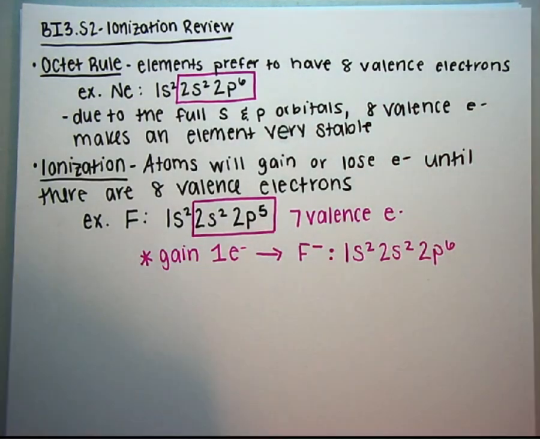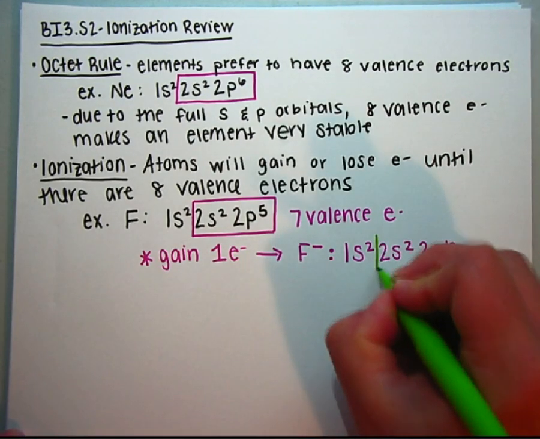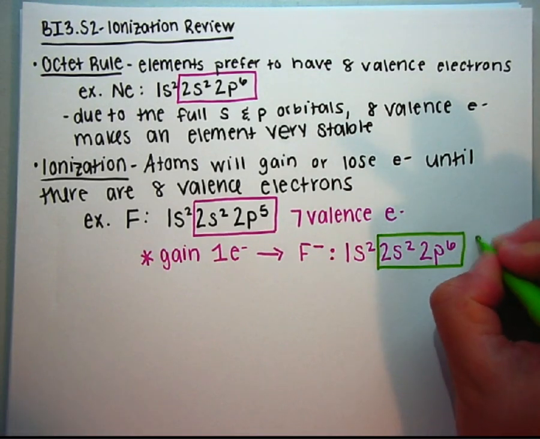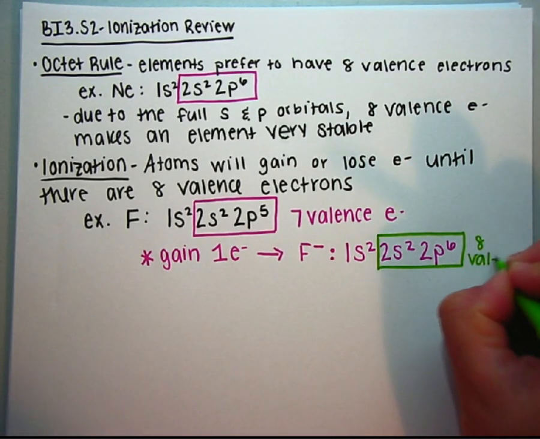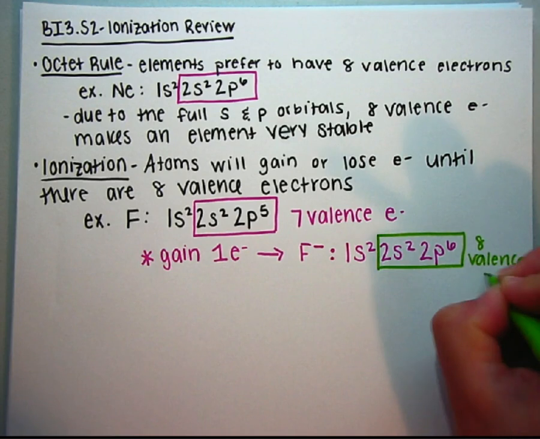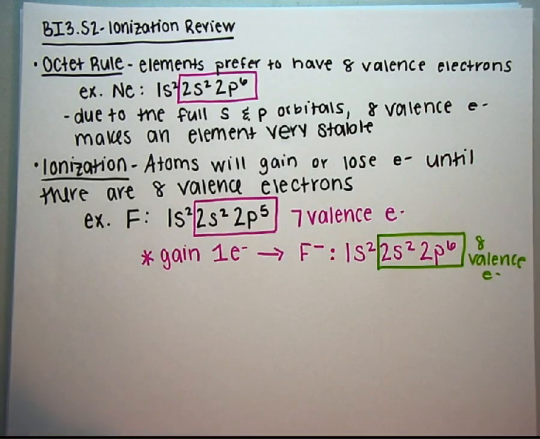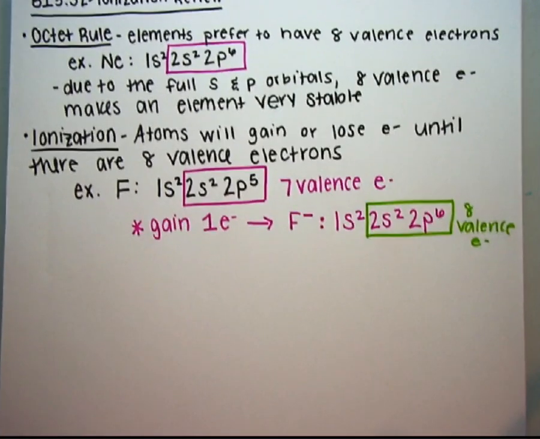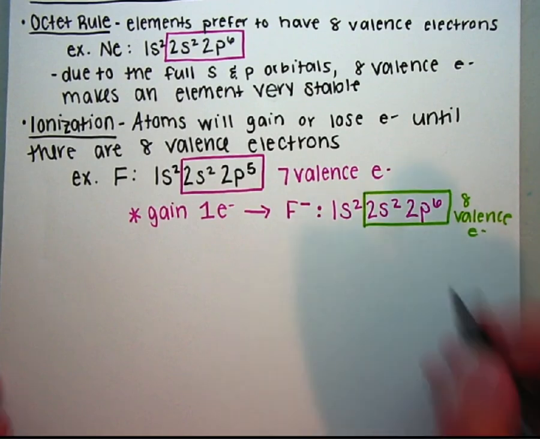Now let's look at that second energy level, the outermost energy level. And now we have 8 valence electrons. So the whole reason that fluorine is going to gain 1 electron is because it wants to follow the octet rule. It wants 8 valence electrons.